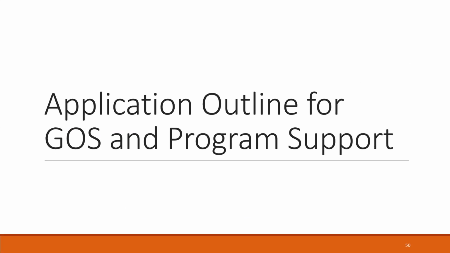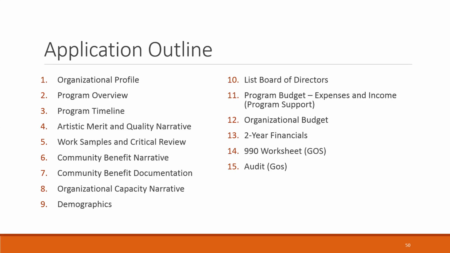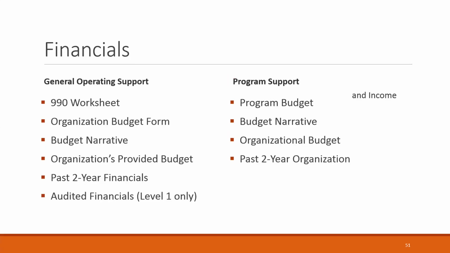Okay, so we're going to jump into the application outline itself. All of our applications, GOS and program support, are structured similarly. There's a couple of overview sections, and then sections that focus in on the 3 review criteria areas. We do also have financials, and since most of you are program support people, we have the program budget, the budget narrative, the organization's budget as a whole, and then their 2-year financials.